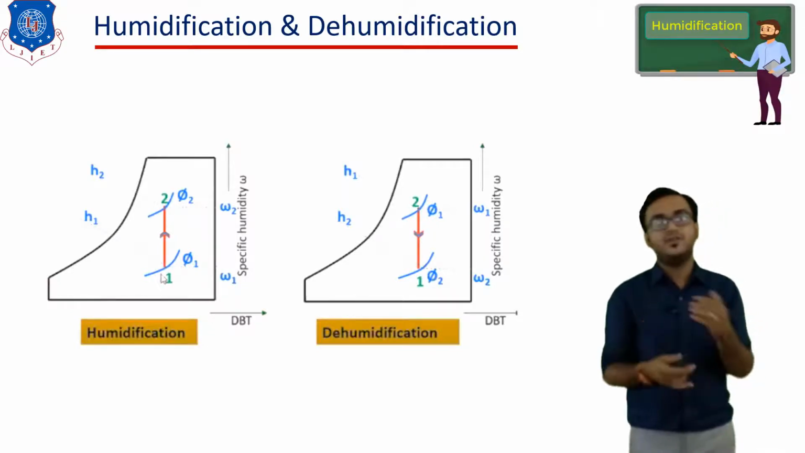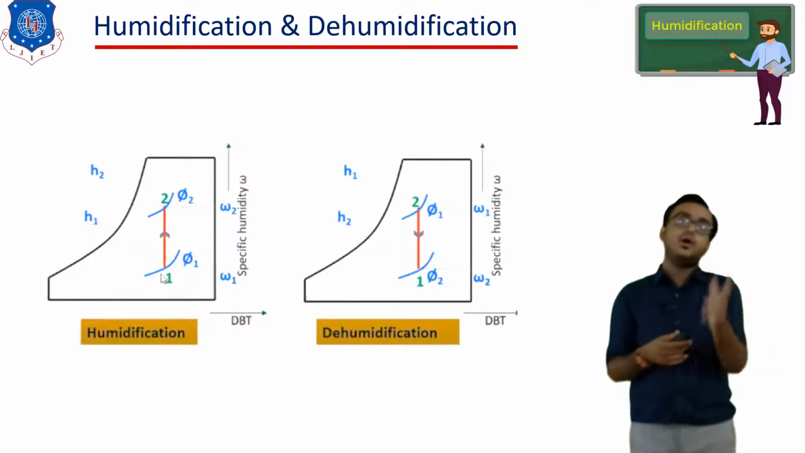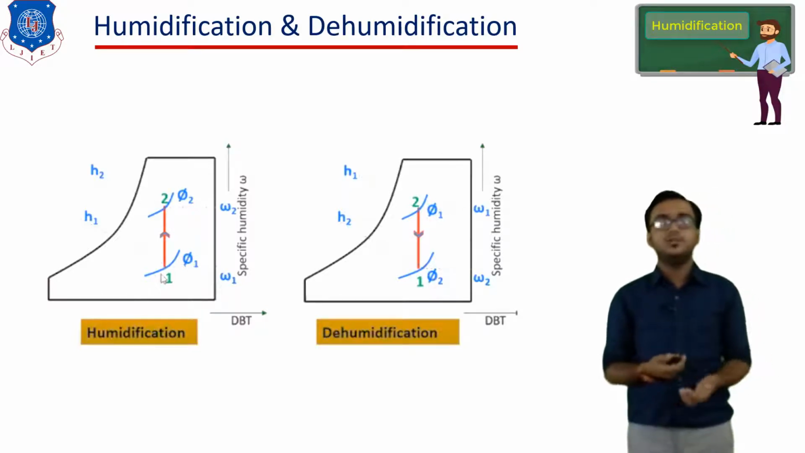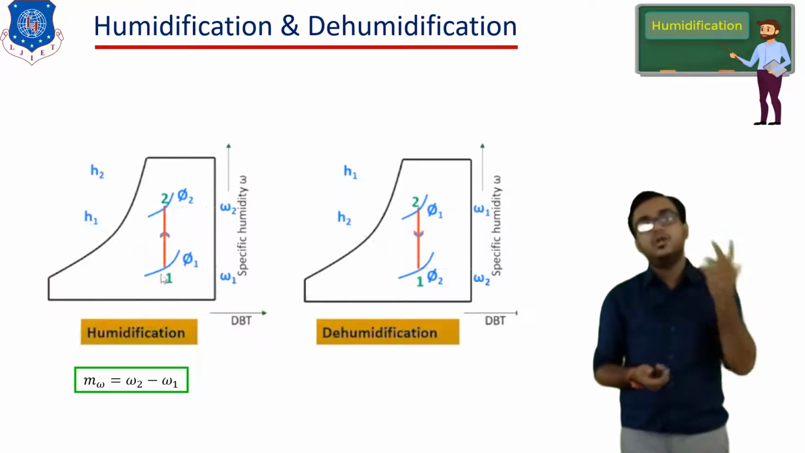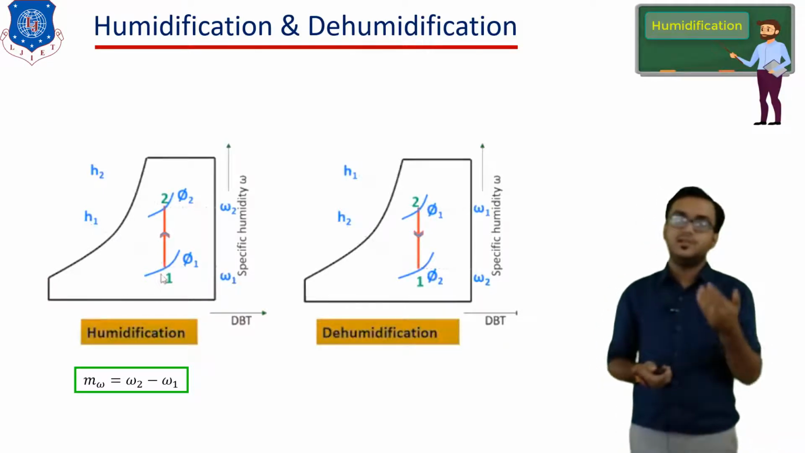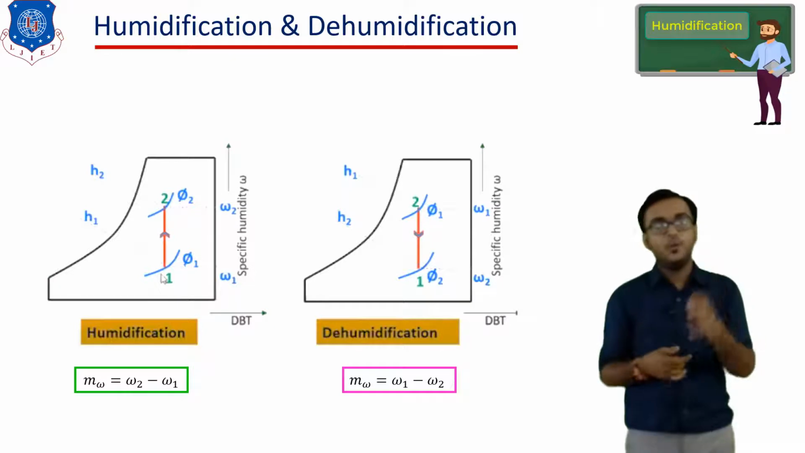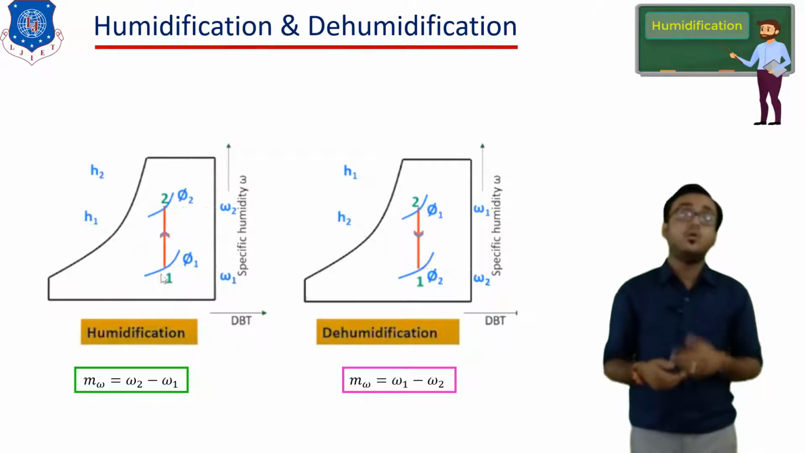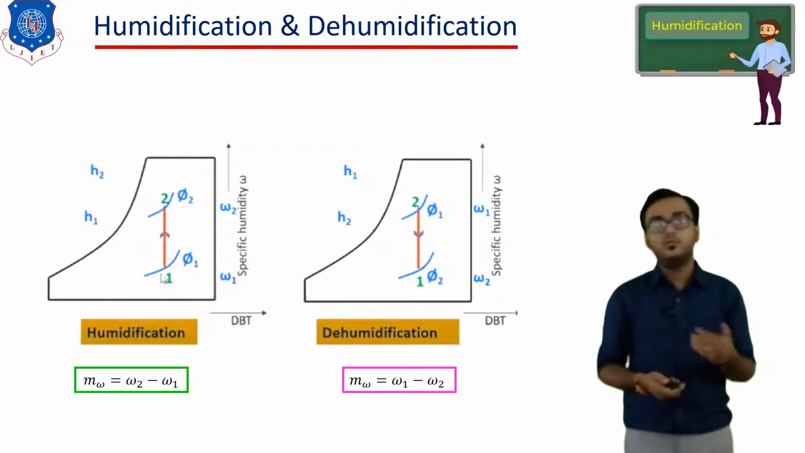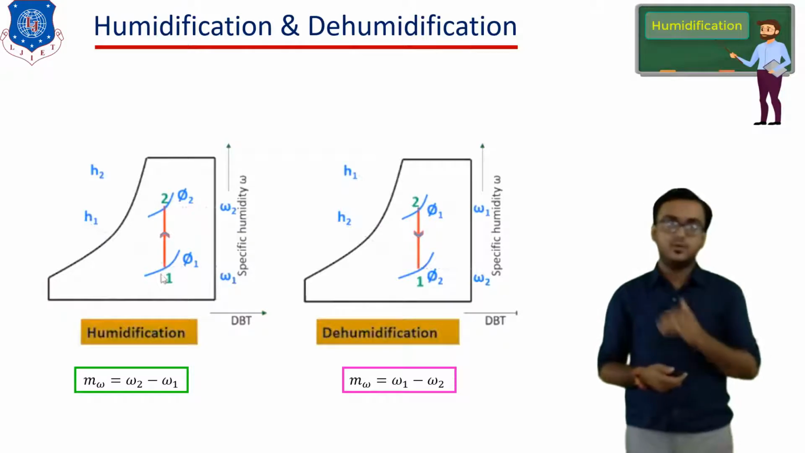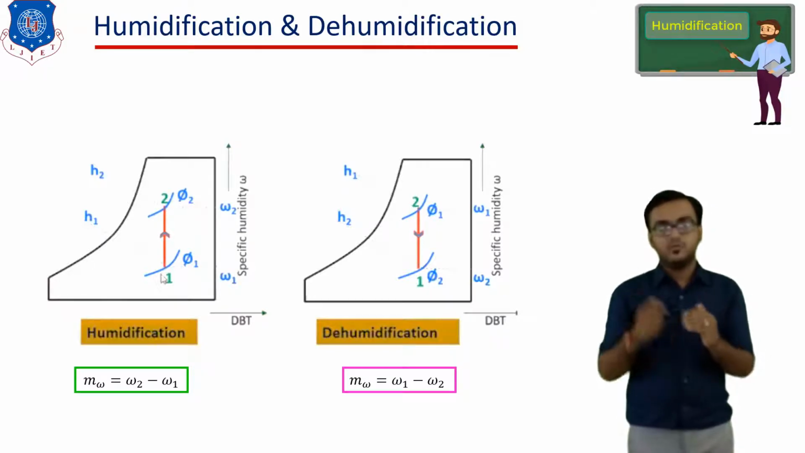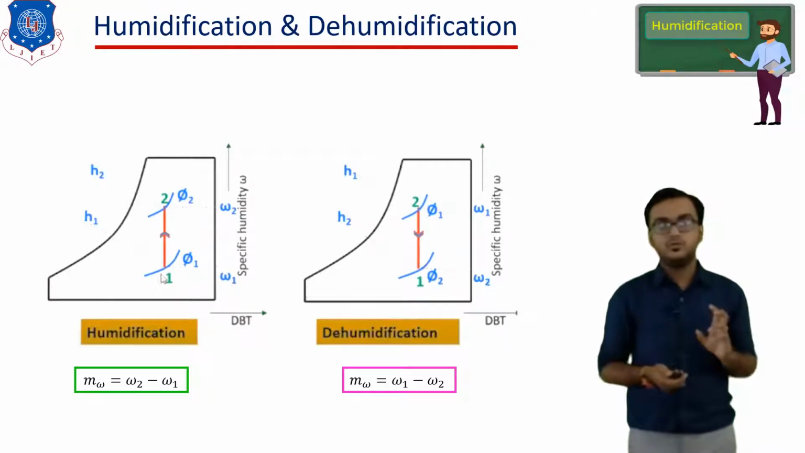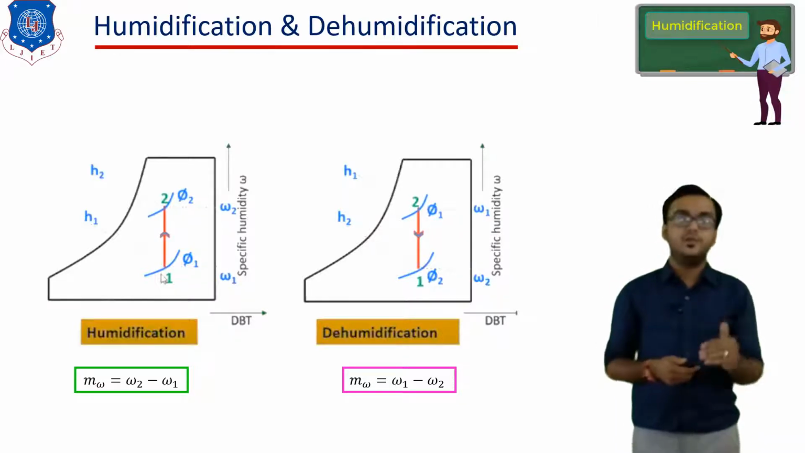Okay, so it's all about humidification and dehumidification. If you want to identify the amount of moisture added during the humidification process, it is nothing but the difference of humidity at points 2 and 1. So omega 2 minus omega 1 gives us the amount of moisture that we have added during the humidification process. While for the dehumidification process, if you want to identify the amount of moisture that you remove, it is nothing but omega 1 minus omega 2. Just observe the graph. For the dehumidification process, omega 1 minus omega 2. Clear to all? So that is about the humidification and dehumidification process.